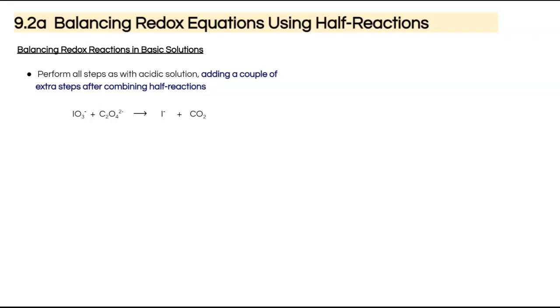So in today's lesson, we're going to be going over how to balance redox reactions in alkaline or basic conditions. Basically, you've already done most of the dirty work here because you've learned how to balance in acidic conditions. So to start off, a question that asks you to balance in basic conditions, you're going to perform all of the steps with the acidic solution, except you're going to add a couple of extra steps. Not after combining half reactions, but before combining half reactions.